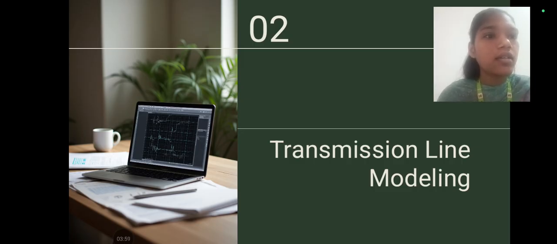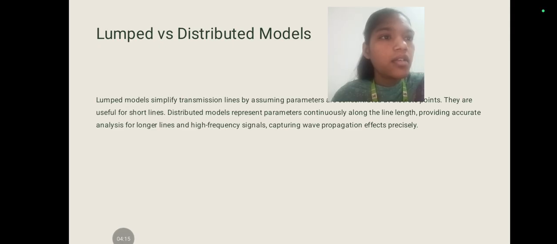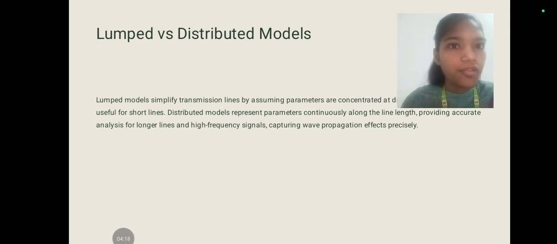Transmission line modeling. Lumped versus distributed models. Lumped models simplify transmission lines by assuming parameters are concentrated at discrete points. They are useful for short lines. Distributed models represent parameters continuously along the line length, providing accurate analysis for longer lines and high frequency signals, capturing wave propagation effects precisely.